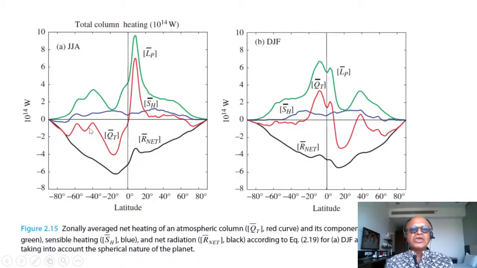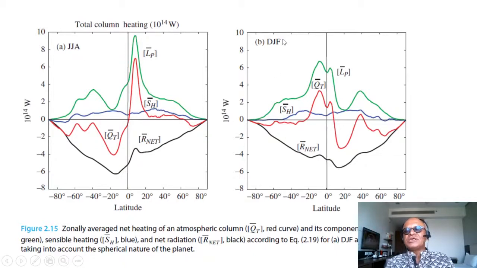Looking at total column heating now for again June, July, August and DJF, we are still having the heating by the rainfall and the net heating that we formulated before, and you can see that the sensible heat is basically a small part of this overall net heating, and the net radiative forcing is here, okay, in June, July, August.